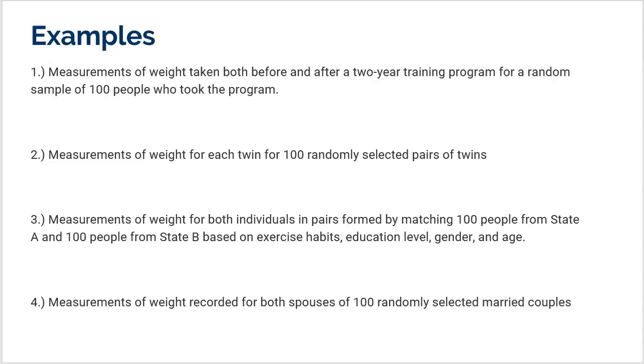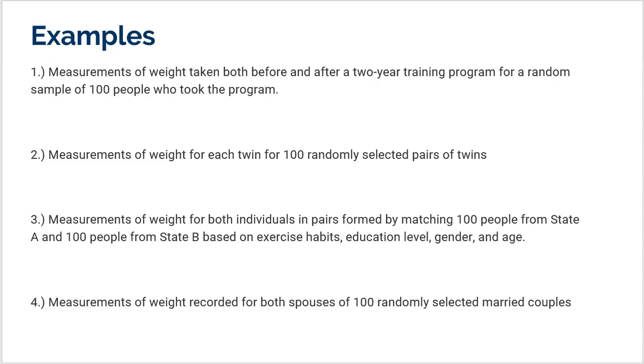And finally, an example is measurements of weight recorded for both spouses of 100 randomly selected married couples. Now, married couples are not twins, but married couples are oftentimes good matched pairs because two people get married because they have a lot of similarities. They love each other. They have something in common. So looking at the difference between them is important as well. So I hope by now you are getting an understanding of what we're looking at.